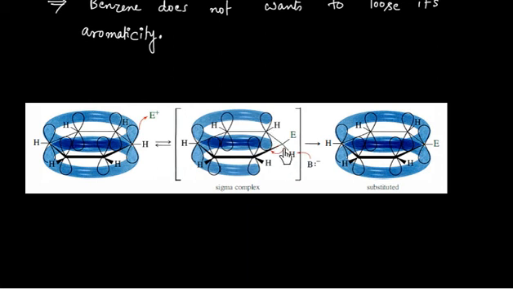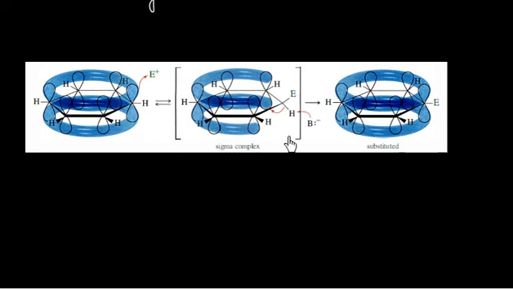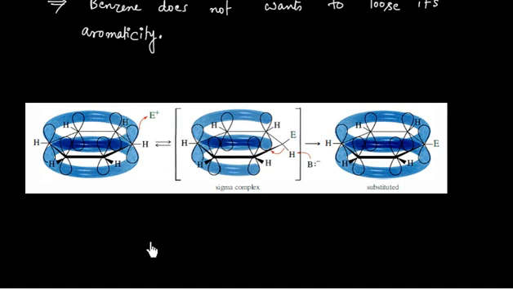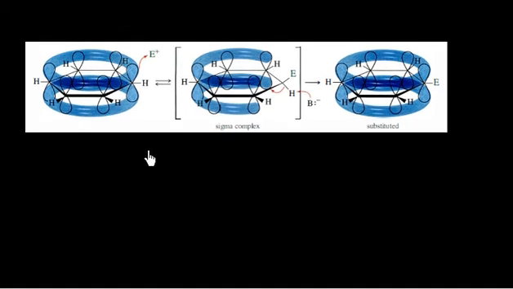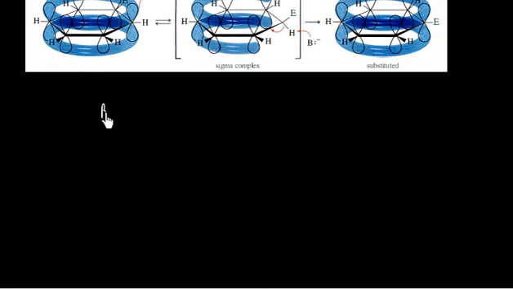But now if this hydrogen is lost, we again regain the aromaticity. So the final product is the substituted product. This is the first step, that is addition of electrophile. The next step is loss of H+, that is regain of aromaticity. So you see, benzene and alkene both are nucleophiles. Both can react with an electrophile, but in the second step, alkene gives addition, but benzene gives substitution.